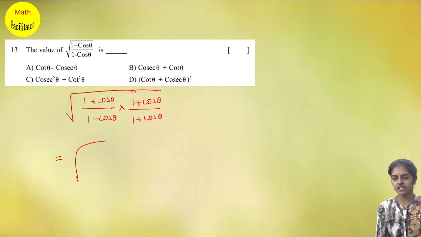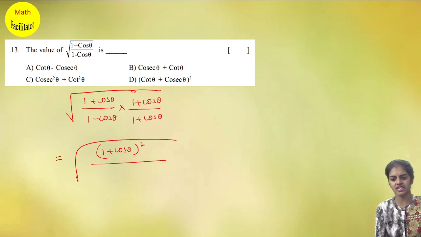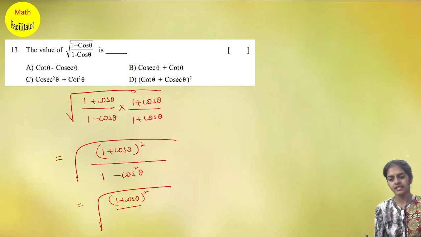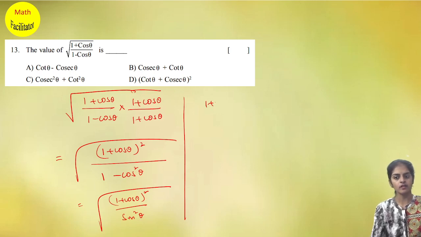Okay, so doing this, what am I getting? Numerator is (1 plus cos theta) whole square. This is the same question we did yesterday. Denominator is 1 minus cos square theta. So that is equal to root of (1 plus cos theta) whole square over sin square theta. Now both the squares get cancelled and you will have (1 plus cos theta) by sin theta.